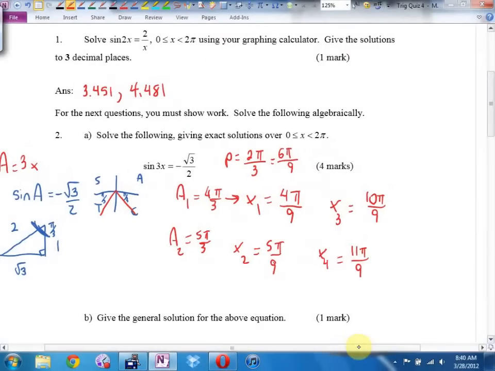Is there a fifth x value? I don't know. Let's see. If there is a fifth x value, it's going to be this plus the period, 10 pi by 9 plus 6 pi by 9. That's 16 pi by 9. Is that still less than 2 pi? Yeah, actually, 2 pi would be 18 pi by 9. I'll quit when I get there. Is there a sixth value? Might be. Let's see. Yep, 17 pi by 9.